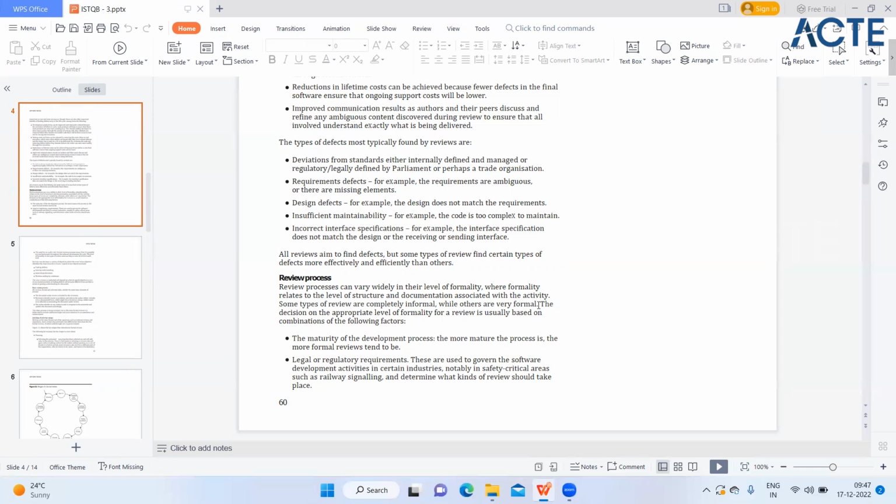And for the formal review, we will properly conduct the meeting and document everything we have discussed and whatever defects or bugs we have found at the document level. These kinds of things we will document somewhere. So this kind of review is called the formal review. All these things you will see later in this chapter. Okay.